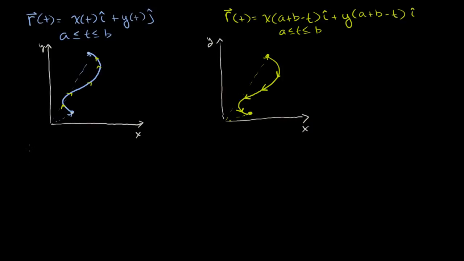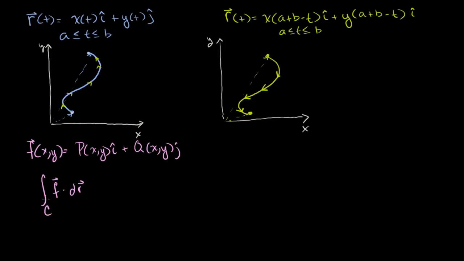So what we're going to do in this video is to see what happens if I have some vector field. Let's say I have some vector field f of x y equals p of x y i plus q of x y j. This is just a vector field over the xy plane. How does the line integral of this vector field over this path compare to the line integral of the same vector field over that path?